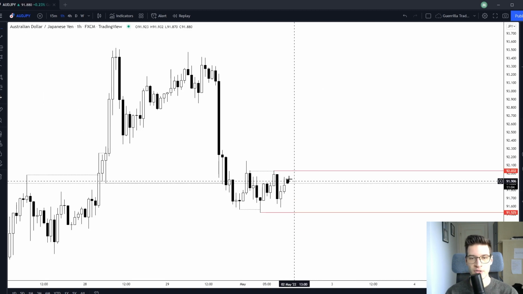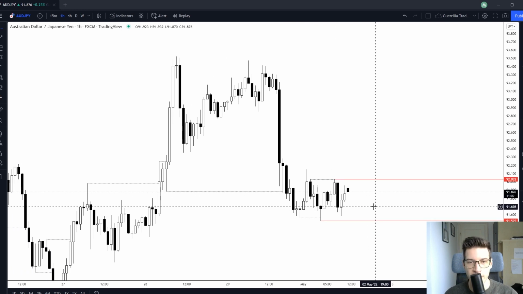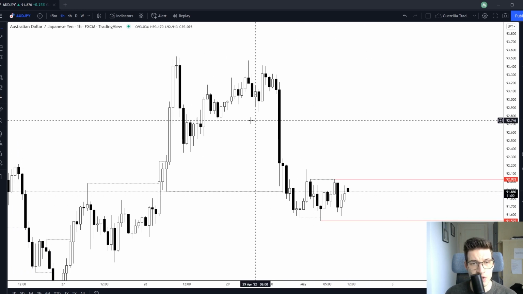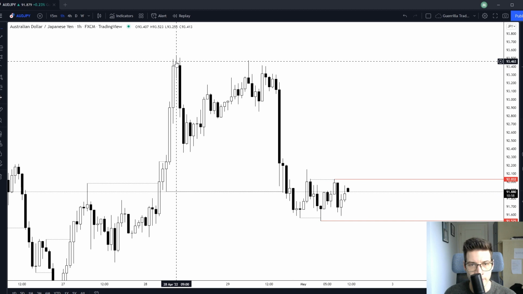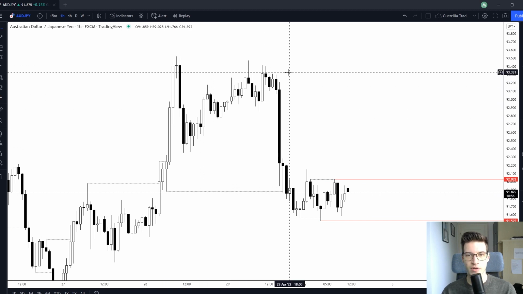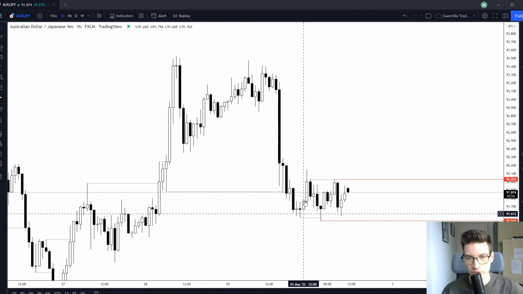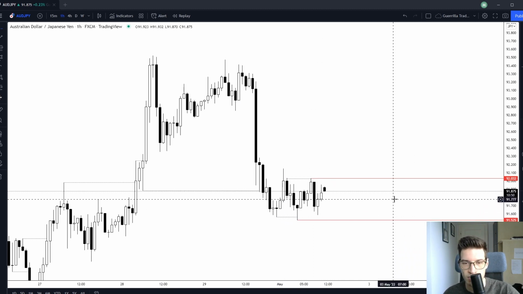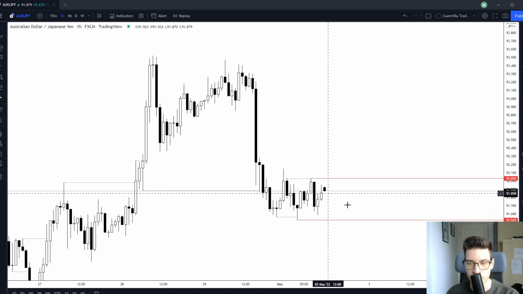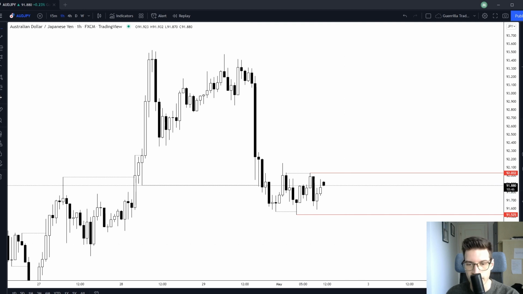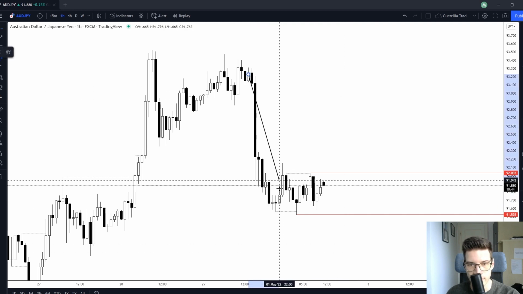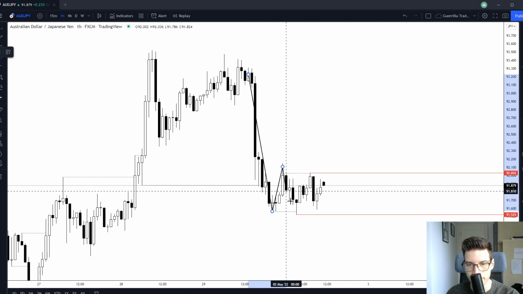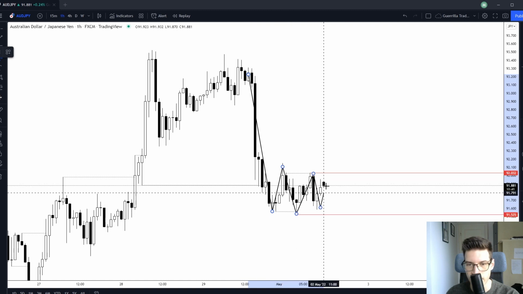For the final pair, the Aussie and the Japanese yen, this one is doing nothing. We got this nice impulse up. We got this range, broke the low, retraced, and then we broke the low again, retraced. Then we broke the high, retraced actually. So we are kind of descending but also ranging, as you can see here.